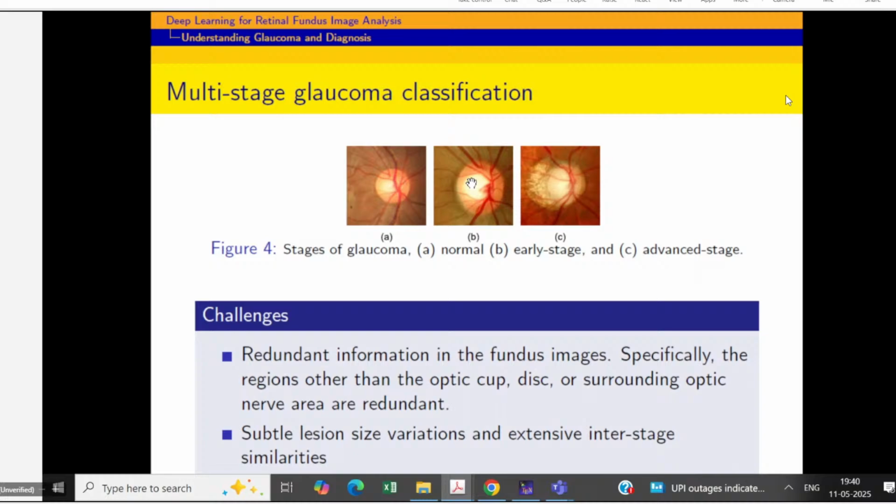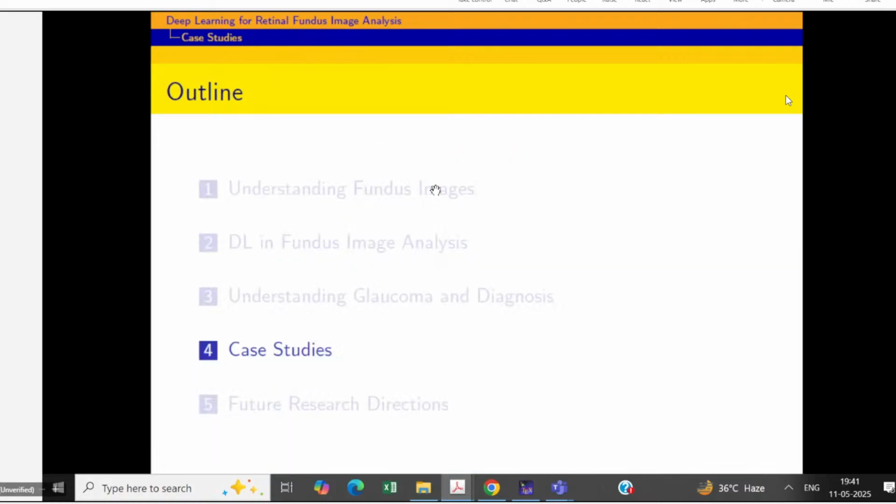There is certain redundant information, because for glaucoma, as we all know, the most important parts are the optic cup and optic disc, and there are also some parts related to the retinal nerve fiber layer defect. Except for those two markers, the other regions are redundant for these cases. And then you will also find that sometimes the lesion size, shape, and color vary. It is very, very difficult to find those variations because they are minute in nature. So how to identify those kinds of things?